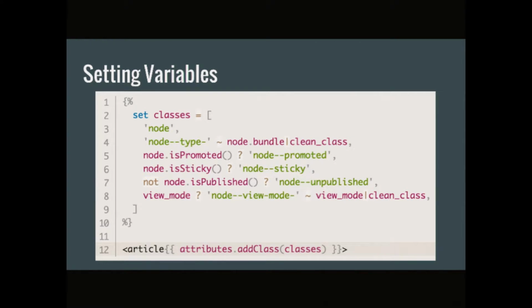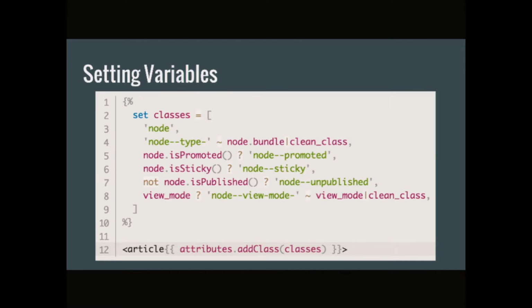So for example, in line 3, we have a node, so that's a string. In line 4, we have a concatenation of some string plus the bundle of the node. The pipe, we're going to talk about that later, but that is a filter. Because Drupal allows users to add bundles with any name, and those names do not necessarily match valid CSS classes, the clean class filter will make sure that anything that the user created is actually a valid CSS class.